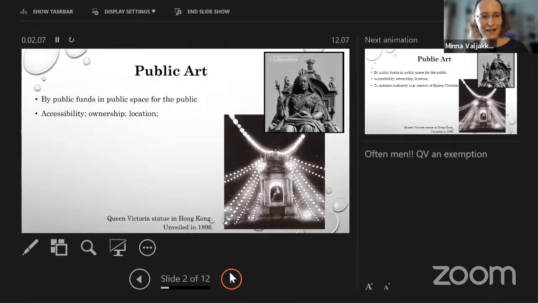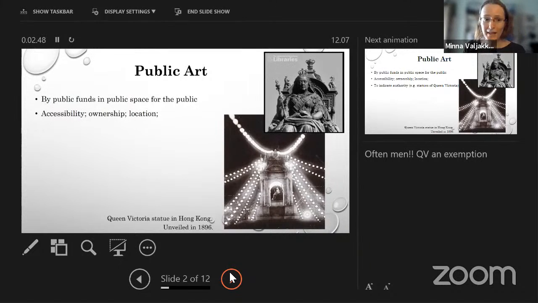Yes, accessibility, ownership, and location. So how can we approach the artwork? Can we see it easily? Is it in a public space that we don't have to buy a ticket in order to get into it? Who actually owns the space and owns the artwork? And what kind of location does it have in relation to the urban environment around it? So with these perspectives, we can start understanding the relationship between the artwork, the audience, and the city.